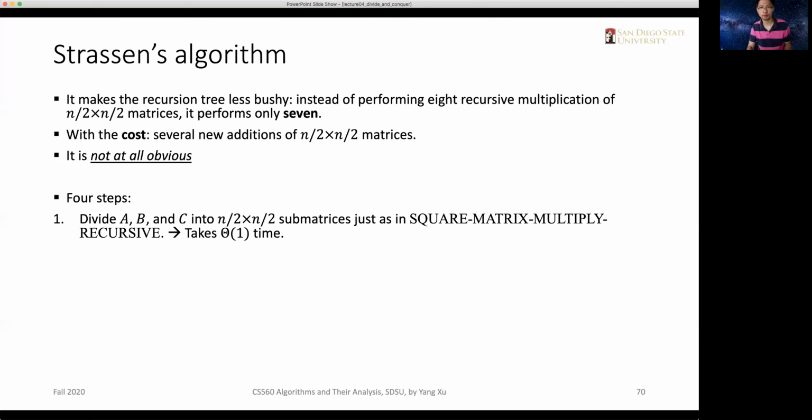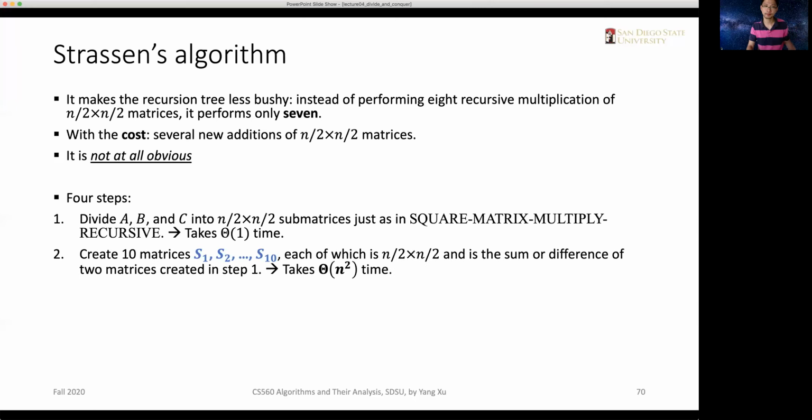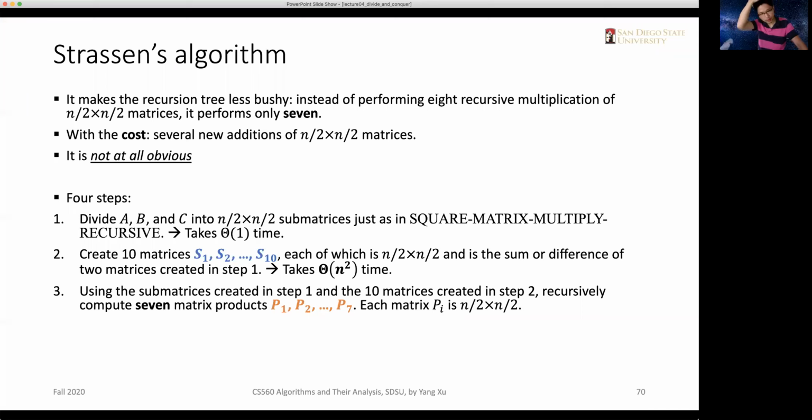So first, we just do the split as we did before. This takes us constant time. And we need to create 10 matrices from S1 to S10. Each of them is the sum or difference of two matrices resulting from step 1. Because summation and subtraction take quadratic running time, we'll mark a big theta of n squared here. And step 3, we will use the S matrices created in step 2 to recursively compute 7 matrix products from P1 to P7. Okay, so here's the difference.